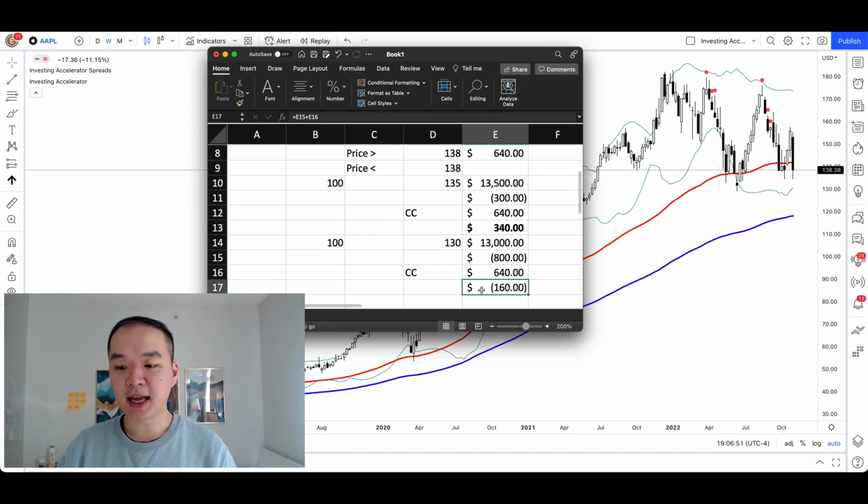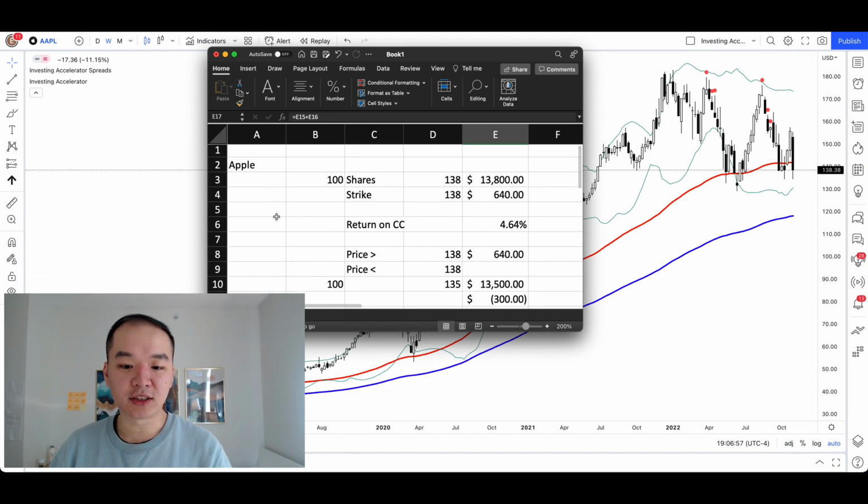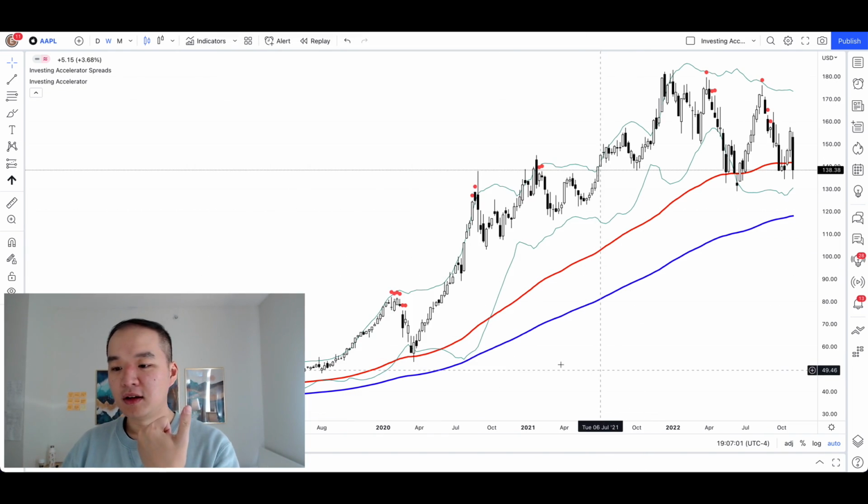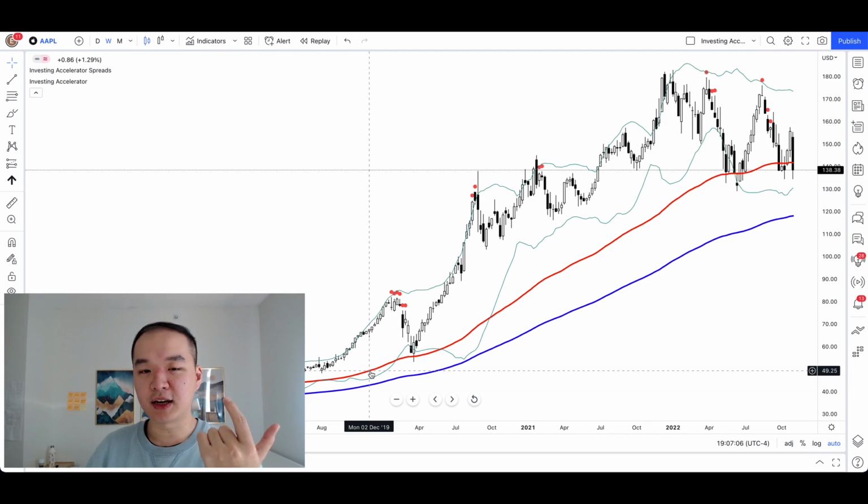And I also explained how you can lose money. So now you can do this for other stocks that are not just Apple. So the question is, is this a good company for the covered call?